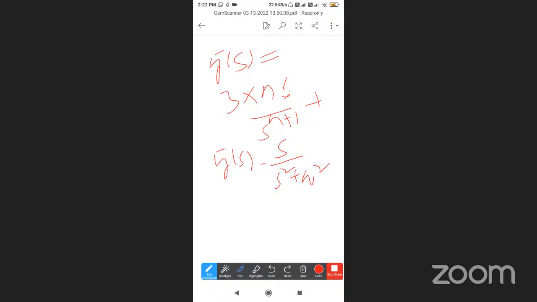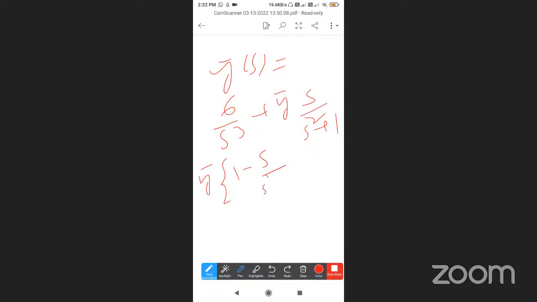Applying the formula, the left side is y bar of s. Same: 3 into 2 factorial by s to the power of 2 plus 1, plus s by s square plus 1, where a value is 1. So y bar of s is equal to 6 by s cube plus y bar into s by s square plus 1. We take y bar to the left side, so y bar is common, and we get 1 minus s by s square plus 1.